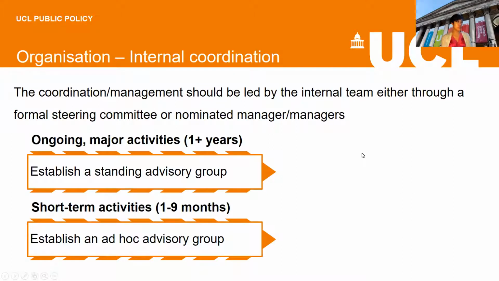So in terms of internal coordination, if you're part of a wider project, or if you're just putting a funding grant together, think about the major activities and the timescale of those. If you have an ongoing project that's over a year, then you probably want to establish a standing advisory group, a group that meets at set intervals throughout the year. But if you have short-term activities, or just one problem that you want to resolve, that's less than a year, then you might want to establish an ad hoc advisory group that meets once, or even just put a roundtable together.